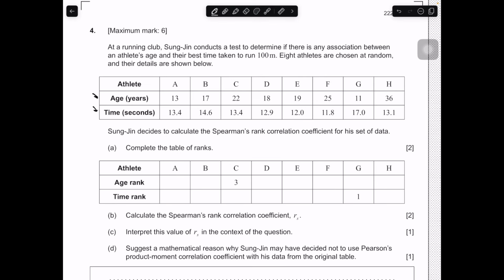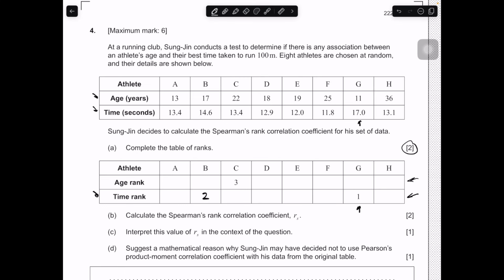Sun Jin decides to calculate the Spearman's rank correlation coefficient for his set of data. Complete the table of ranks. So let's look at the time rank first, just because they give us the value of 1, and that should usually give us some kind of indication of how they want us to rank these values. So we see 1 corresponds to the longest time, and so let's go from longest to shortest. One other thing, 2-mark question. There's only 2 rows, so it suggests that there's going to be no ties, for example, and we're just looking for straightforward rankings. So from highest to lowest, this would be 1, 2.